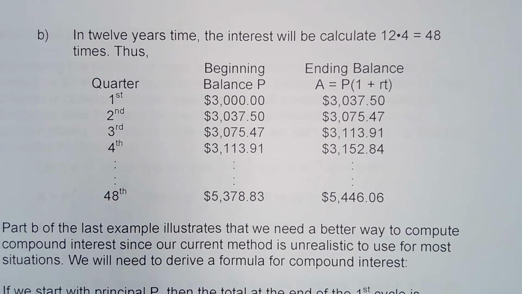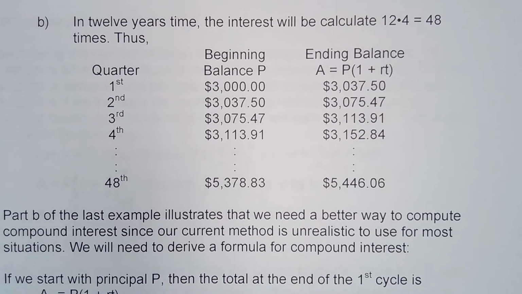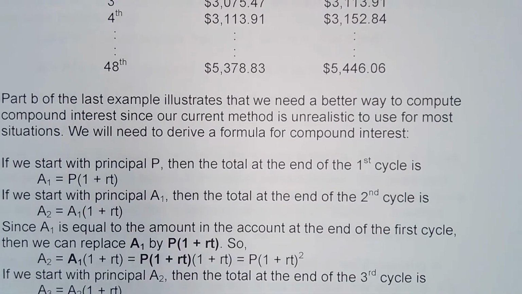And this really stinks. So Part B really illustrates that we need a better way to compute the compound interest, since our current method is unrealistic for most situations. We will need to derive a formula for compound interest.